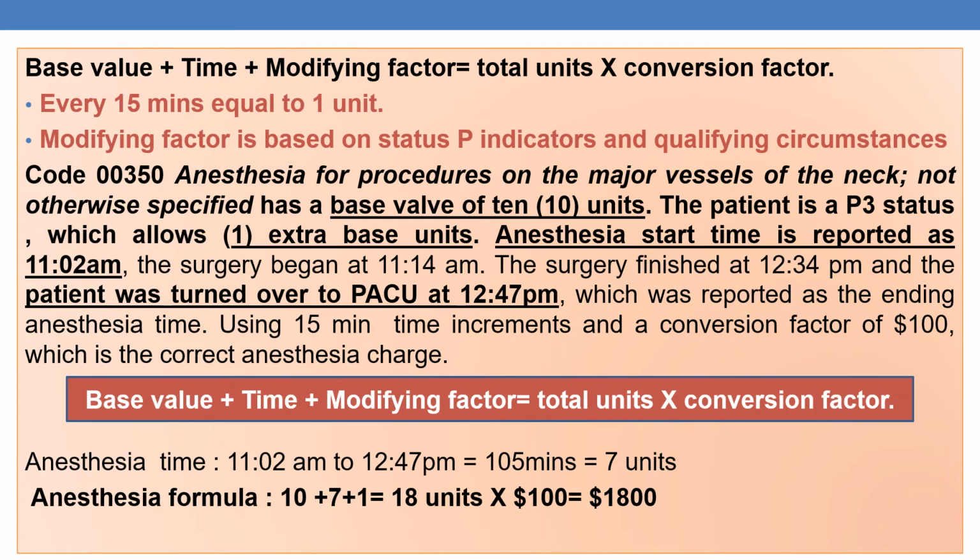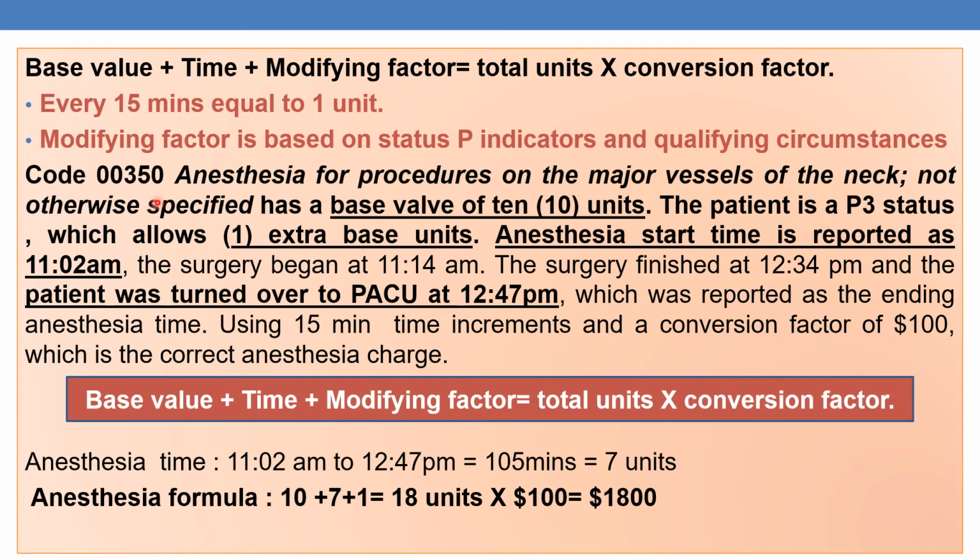Now let us look at the example for calculating the anesthesia charge. The formula is base value plus time plus modifying factor, which gives total units. That total units into conversion factor will give the anesthesia charge. So every 15 minutes of the anesthesia time equals 1 unit, and the modifying factor is based on status P indicators and qualifying circumstances. Regarding the status P indicators and the qualifying circumstances, we will discuss in the next session.